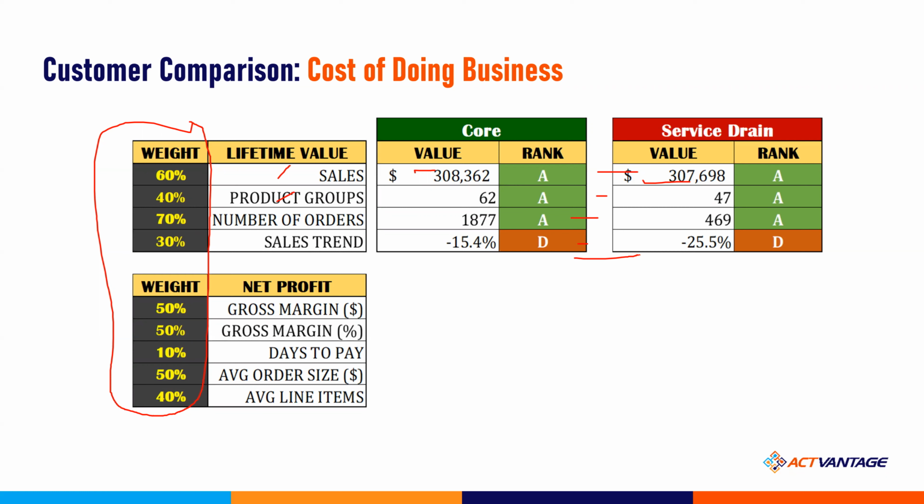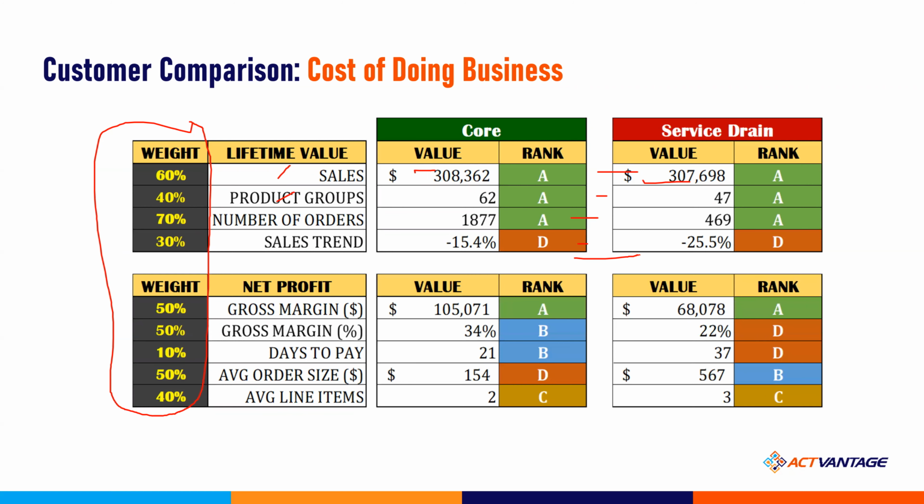But where the opportunity exists is when you look beyond sales. If you bring in the gross margin, yes, both of them are ranked as A in margin, but when you look at the margin percent, this customer brings in 34%, this customer brings in 22%. This customer takes 21 days to pay, average days to pay. This customer takes 37 days to pay. The average order size is 154. The average order size is 567.